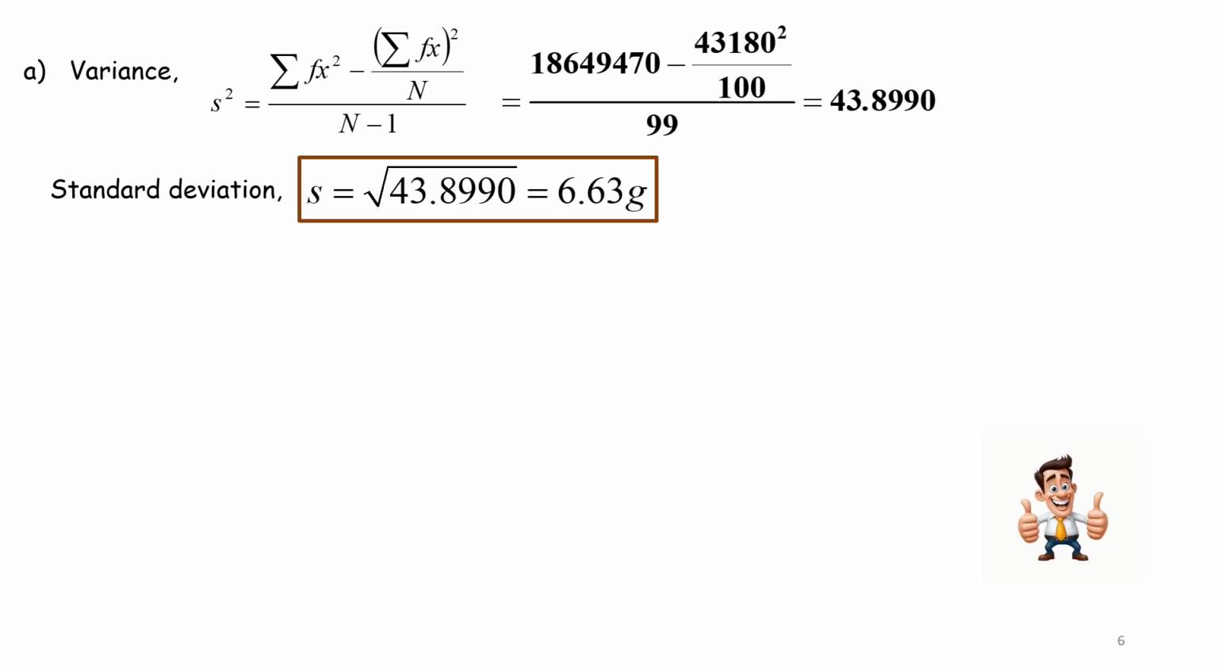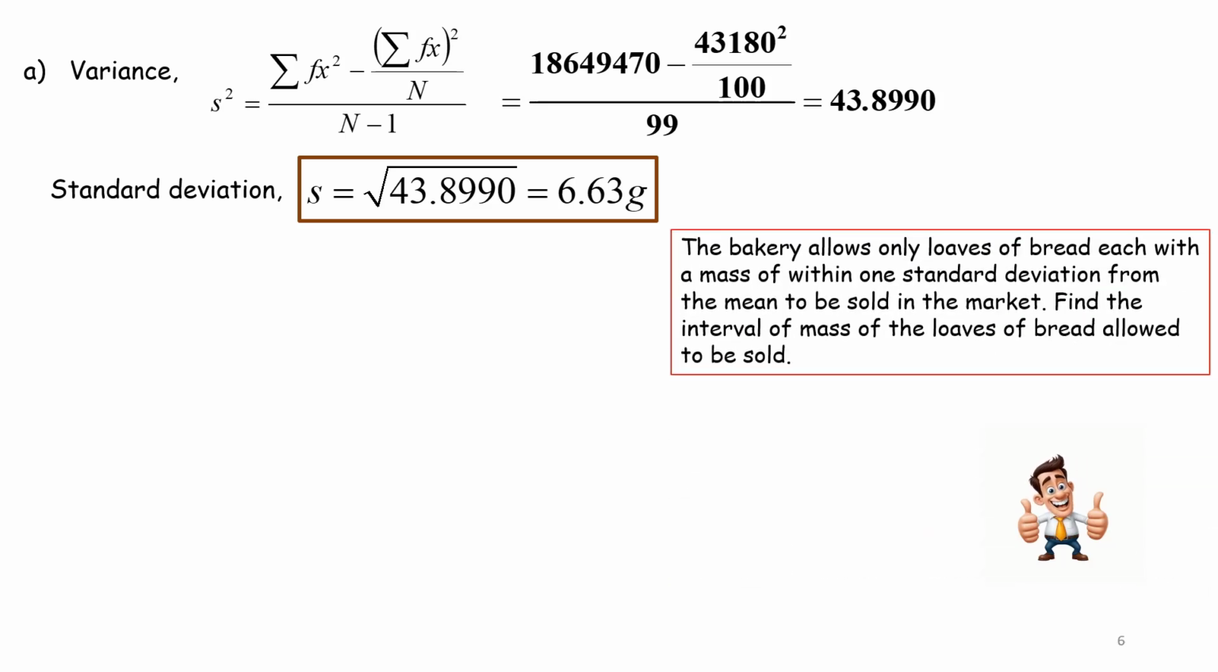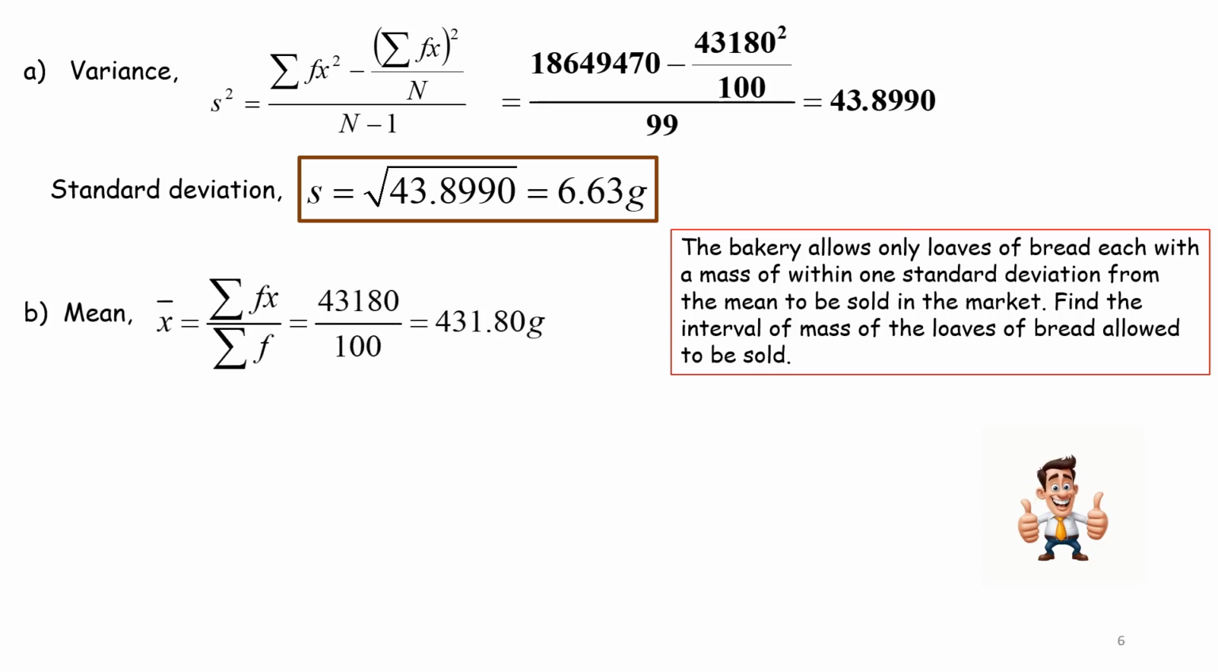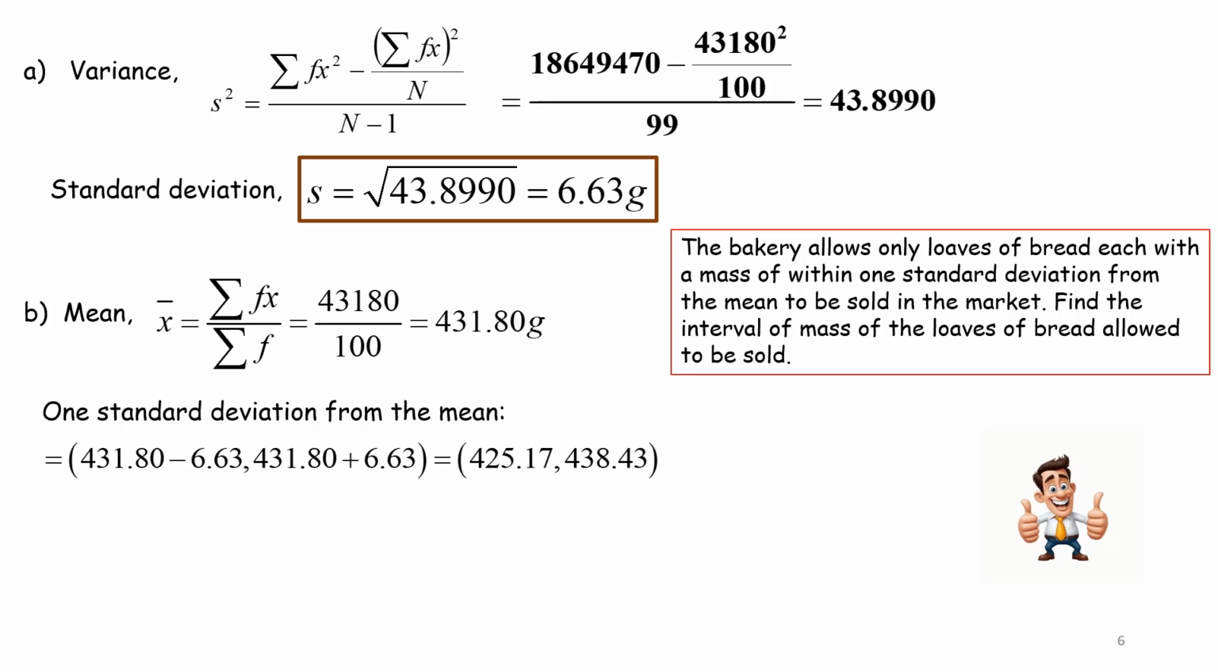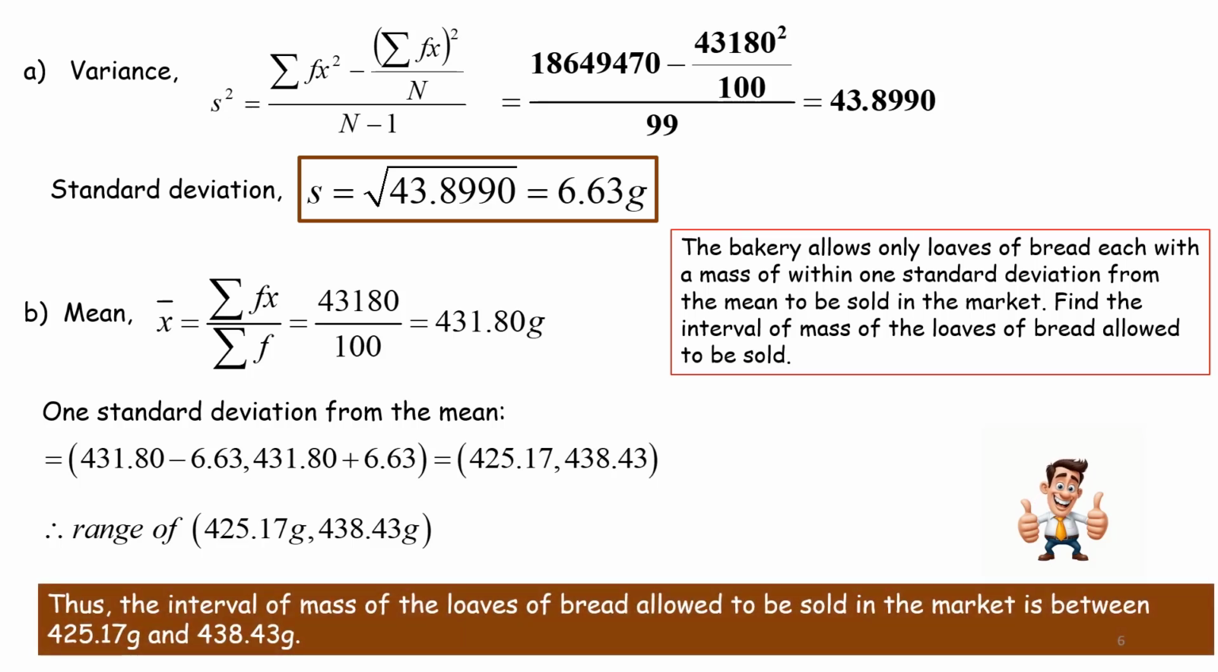Now, let's try to answer the next question. The bakery allows only loaves of bread, each with a mass within 1 standard deviation from the mean, to be sold in the market. Find the interval of mass of the loaves of bread allowed to be sold. First, we need to find the mean of the data to find 1 standard deviation from the mean. To find 1 standard deviation from the mean, we will add and subtract the value of standard deviation from the mean. Thus, the interval of mass of the loaves of bread allowed to be sold in the market is between 425.17 gram and 438.43 gram.